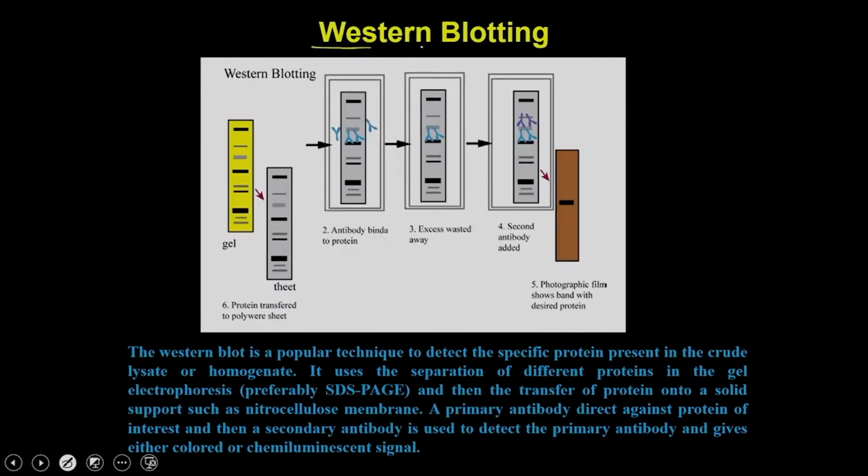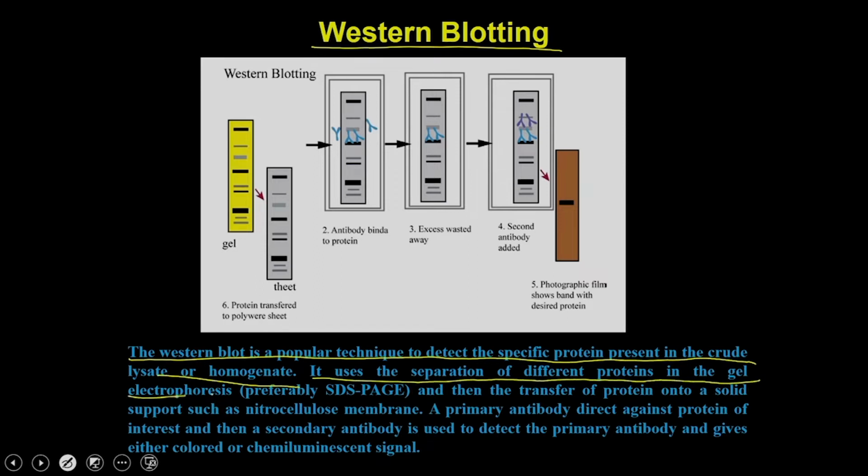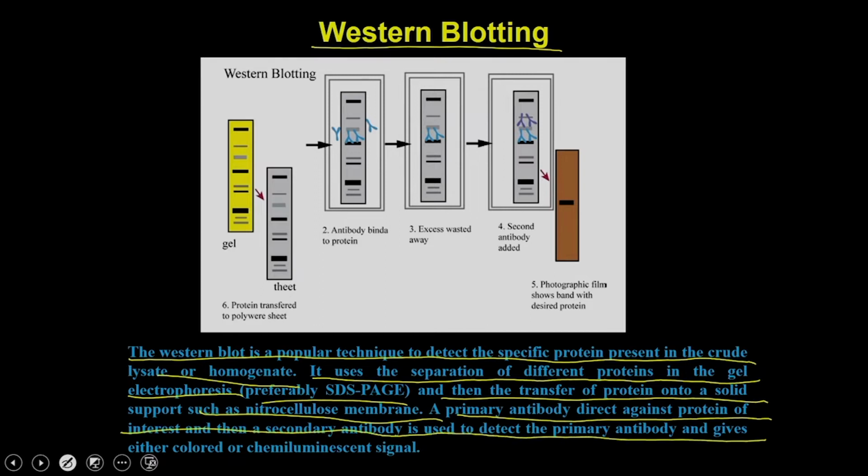Western blotting is a technique to detect proteins that have been blotted onto a nitrocellulose membrane. It is a popular technique to detect a specific protein present in a crude lysate or homogenate. It uses the separation of different proteins by gel electrophoresis, preferably SDS-PAGE, followed by the transfer of the proteins onto a solid support such as a nitrocellulose membrane, a primary antibody directed against the protein of interest, and then a secondary antibody used to detect the primary antibody.